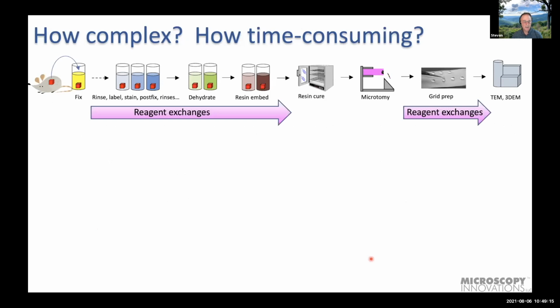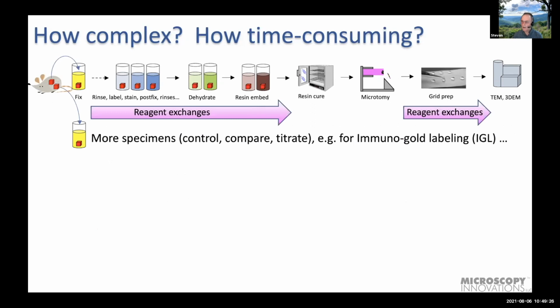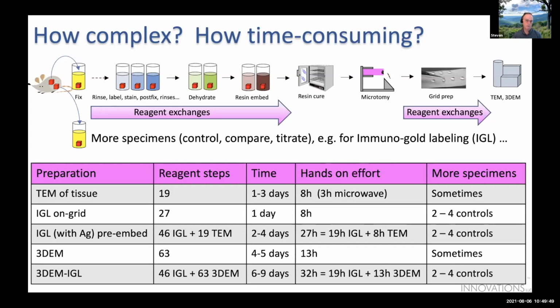So again, we can take a look at this sequence here. And we have a lot of time and effort in preparing specimens. And in many experiments, principally immunogold labeling, we even have more specimens to track where we might even have different reagent flows. We have controls, we have comparisons, we have titrations. So basically, the short answer is these complexities and time can be very, very extensive. So we can take a look at some of these. And of course, these are just single snapshots of the different methods.